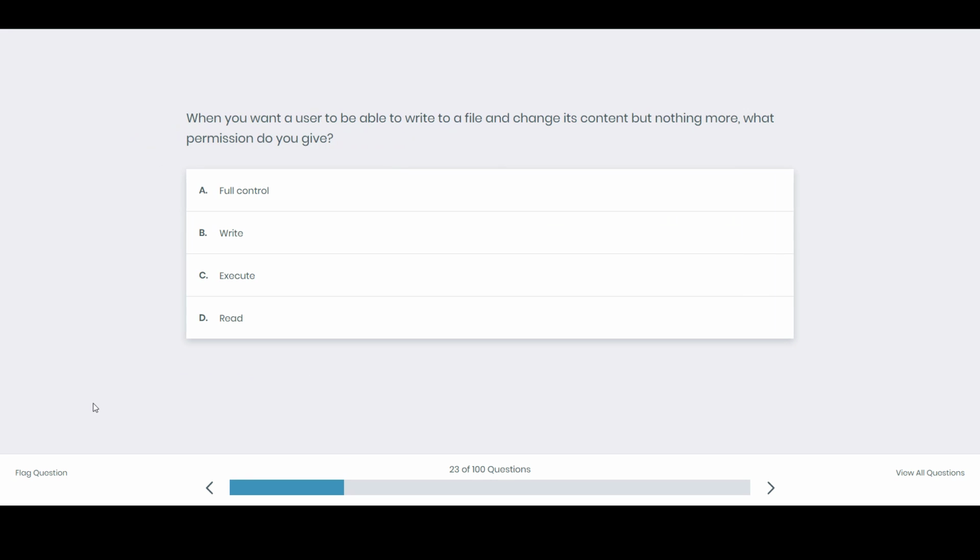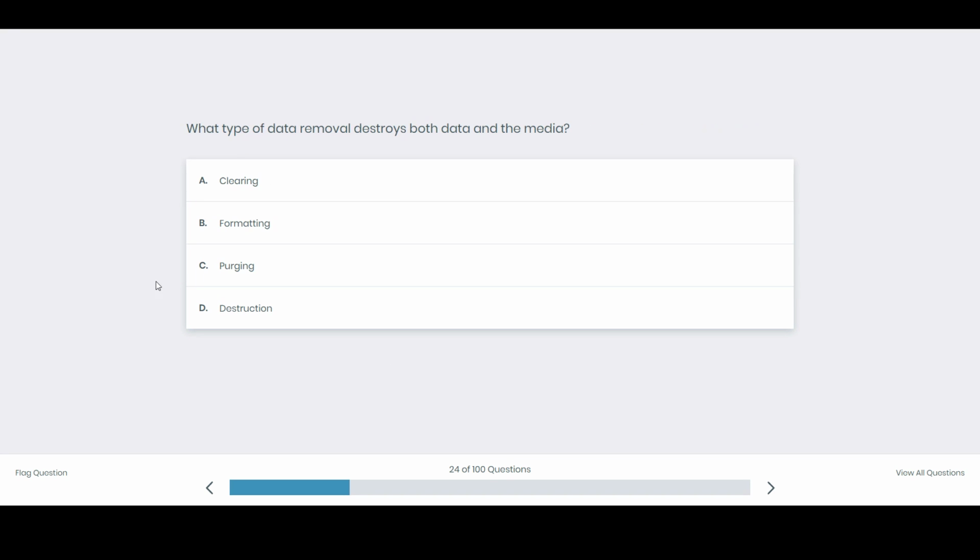All right. When you want a user to be able to write a file, change its content, but nothing more, of course, if you want to write, it's just the write permission. That's no question asked. What type of data removal destroys both data and the media? Oh, this is tricky, because clearing, formatting, this is part of destruction. This is only just clearing the data.